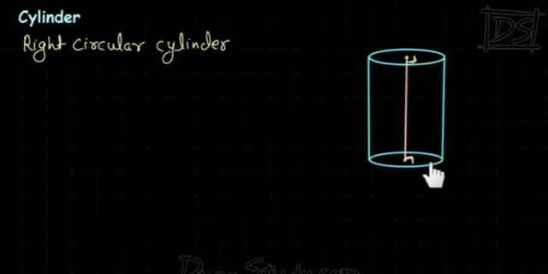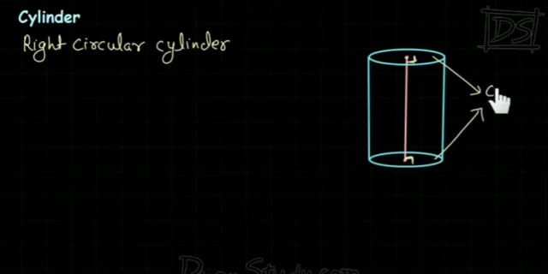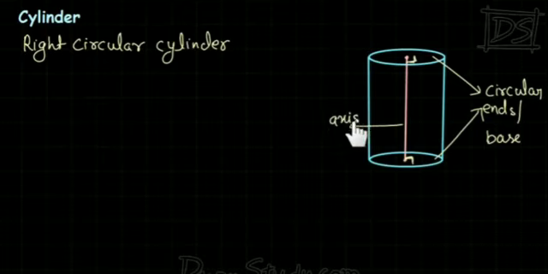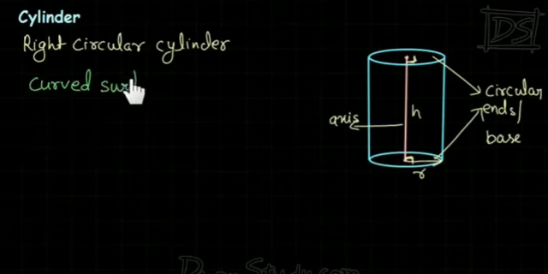We can see many shapes in our home or at school or at different places which have the shape of a right circular cylinder. These 2 faces are circular, as you can see in the diagram. Circular ends, that we can say is a base. This is the axis or height and this is your right circular cylinder. From here you can draw the radius, and the height and the radius are perpendicular to each other. That is why we said it is a right circular cylinder.